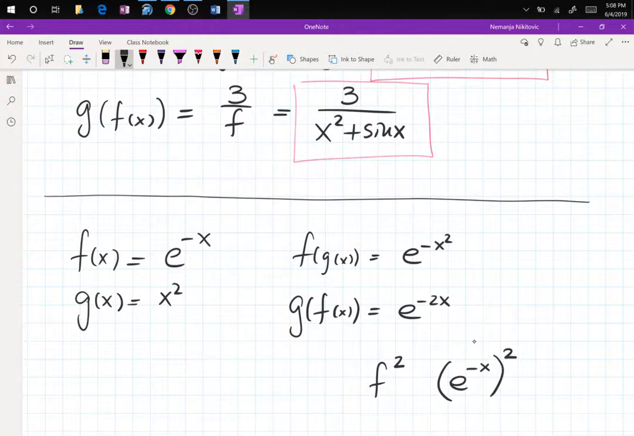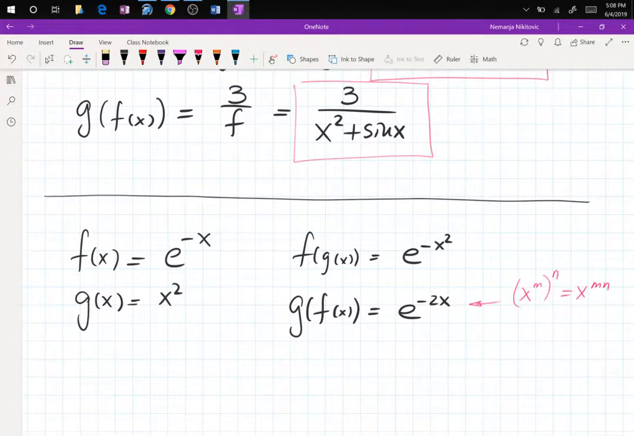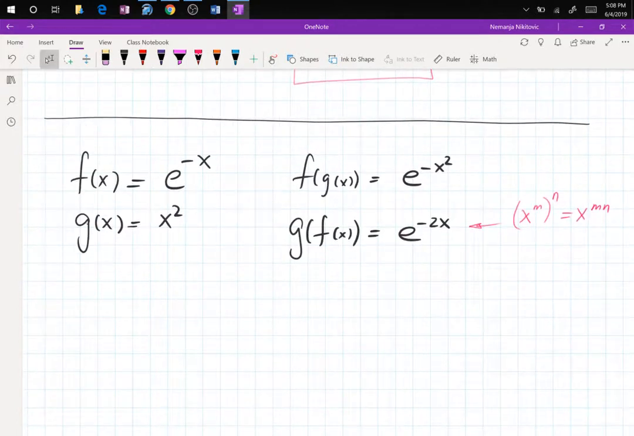Do we remember that rule? Here, I'll write it over here on the side. Rule which says x to the m to the n is x to the mn. And that's what happened there. I'll put that algebra on the side. Yeah, no, I understand that much.